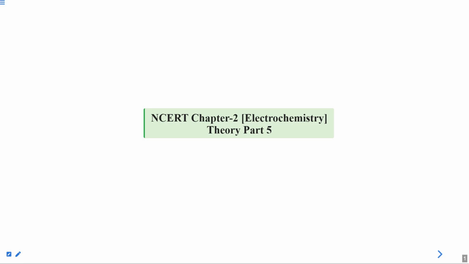As you know, today we are going to study the next part of electrochemistry, which is part 5. Previously, we have covered the first, second, third, and fourth parts of the theory of electrochemistry. Today's topic is NCERT Chapter 2, Electrochemistry Theory Part 5. Let's start.